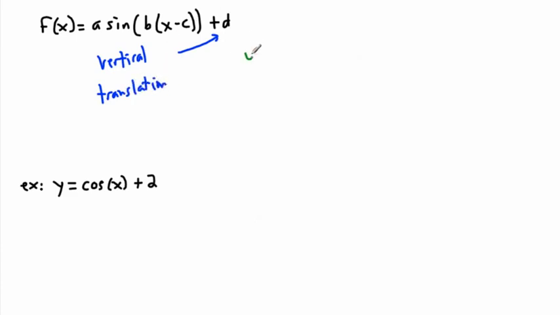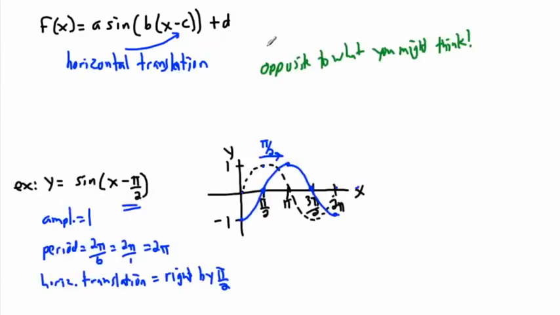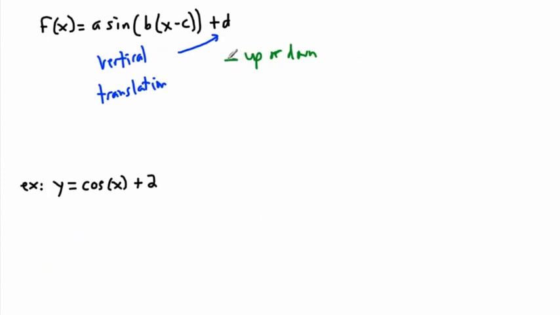So this here tells you up or down by however much this is. If it says, I don't know, plus 8, then it goes up by 8. And this one right here tells you left or right. This basically tells you, do you transform it? Do you drag everything left or right? And this one over here, you drag everything up or down. It's just a matter of what the number is, and then you can figure it out.